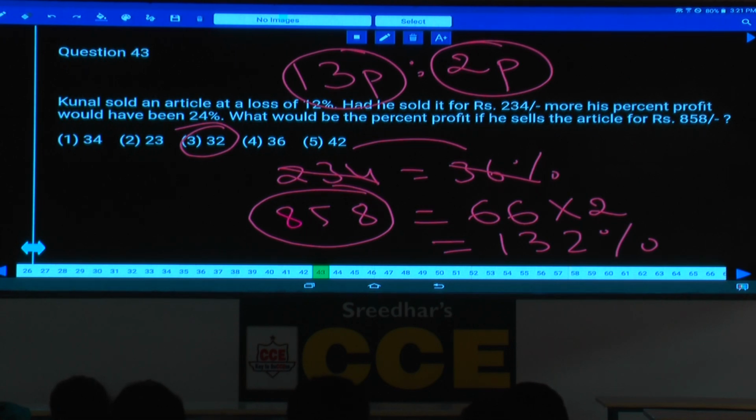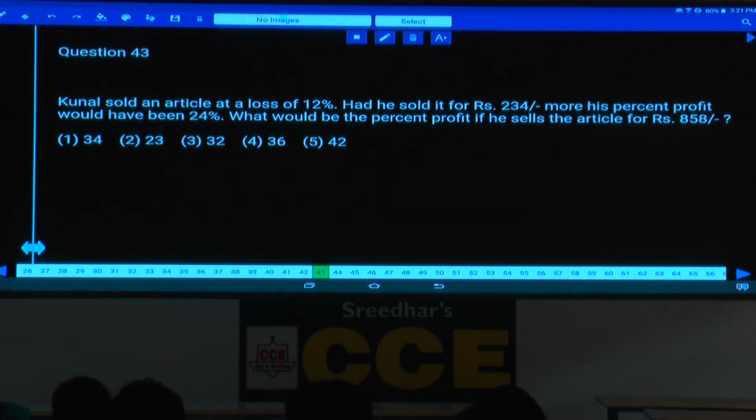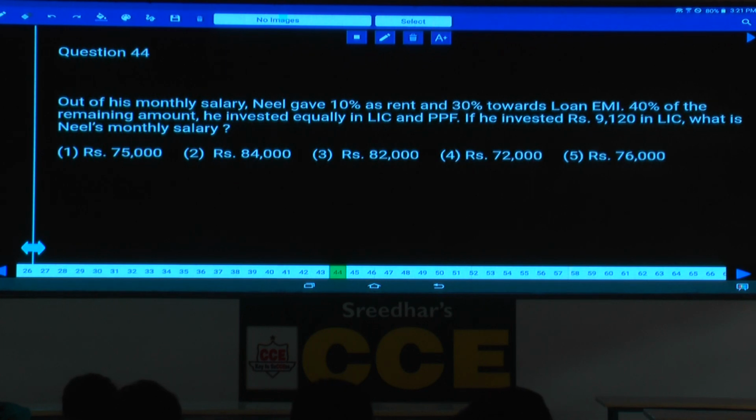Are you getting? Next, out of his monthly salary, Neil gave 10% as rent, 30% towards loan EMI, 40% of the remaining. How much is remaining so far? 60%. Out of 60, what is 40%? 24%.